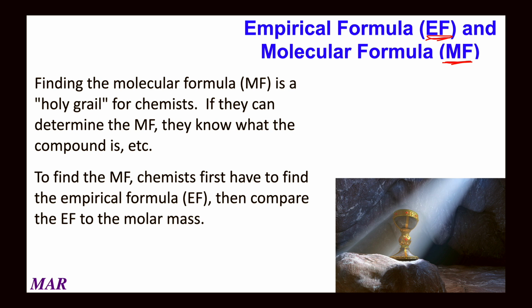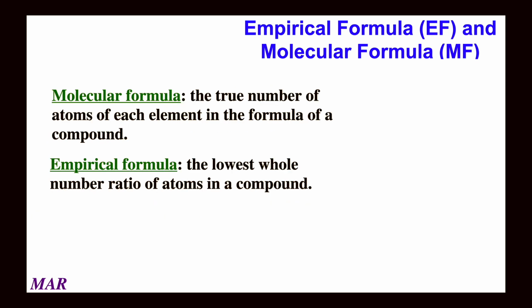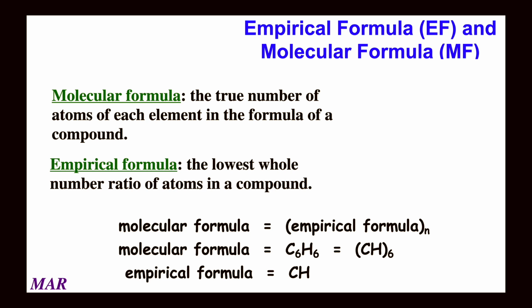But before we talk about how to do these, we need to talk about what the heck EF and MF actually represent. So the molecular formula is the actual formula of the compound, and it represents the number of atoms, all that kind of stuff. The empirical formula is the lowest whole number ratio of atoms in a compound. And if that's as clear as mud, I completely understand. Let's look at some examples.